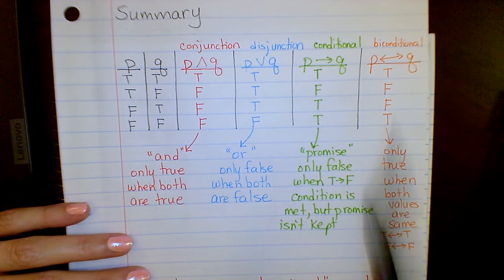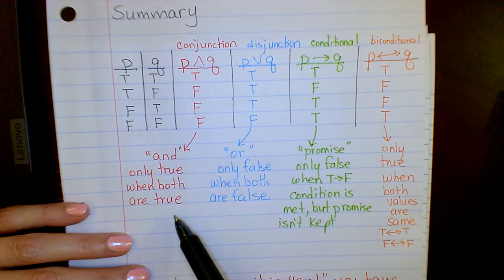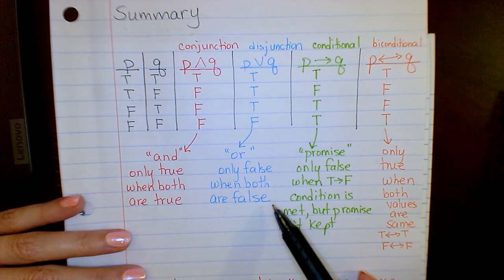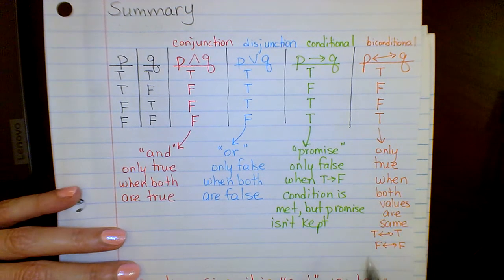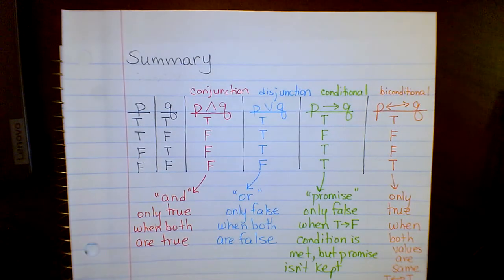So this is just kind of a quick reference guide, explaining conjunctions: the and is only true when both are true. The disjunction, the or, is only false when both are false. The conditional is like a promise, the biconditional. So, you know, just some quick little notes that you might want to keep handy.